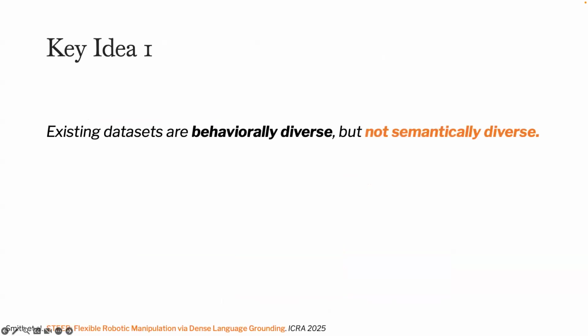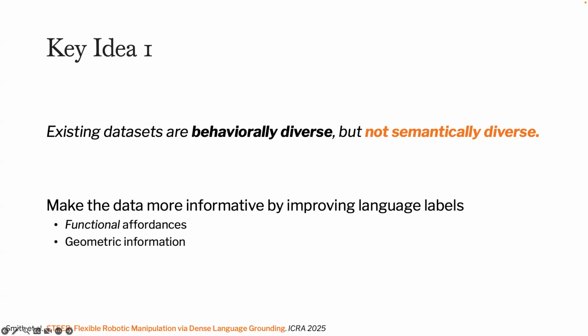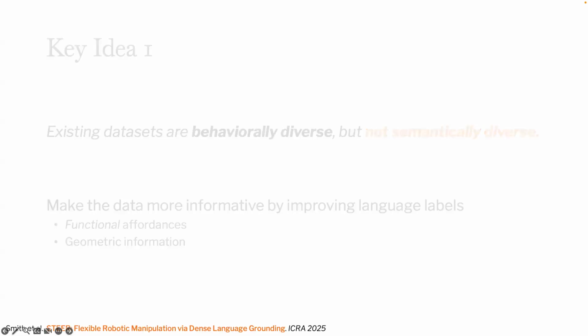So the simple idea that we started with for this project was, let's assume that the data sets we're using are behaviorally diverse. They're big, they have a lot of different skills, and they're very interesting to learn from, but they lack semantic diversity. And if this is true, then this allows us to focus on one specific kind of diversity that we can very easily fix. So if you think that the data is informative, but it just doesn't have good labels, then you can go through a relabeling process and annotate the data with more interesting labels that you care about. So better functional labels, maybe more geometric things, more positional things.